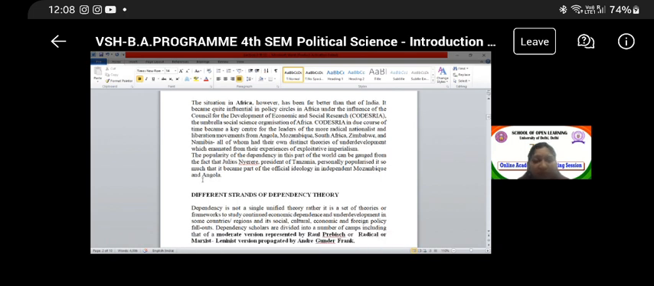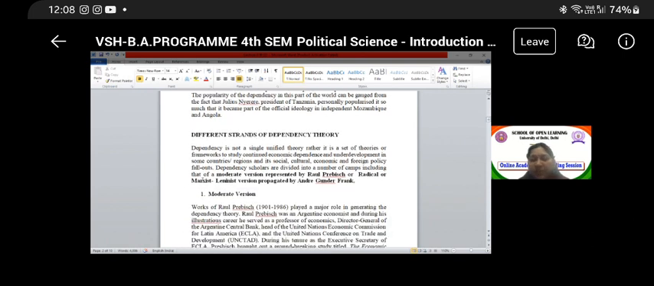The popularity of dependency theory in this part of the world can be gauged from the fact that Julius Nyerere, president of Tanzania, personally popularized it so much so that it became part of the official ideology in independent Mozambique and Angola. Okay, there are different strands within this dependency theory.